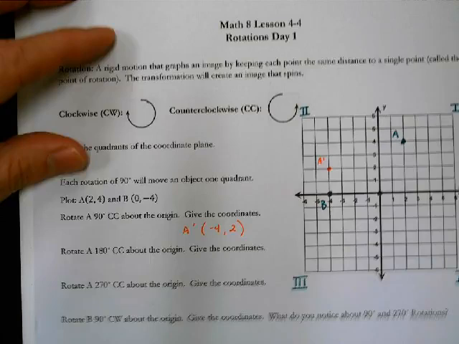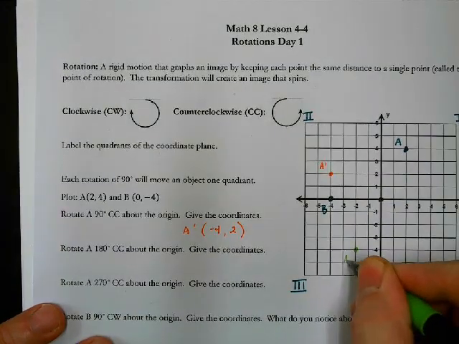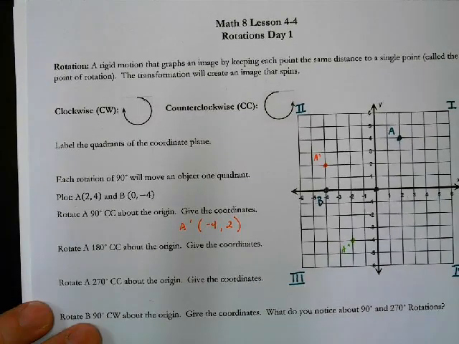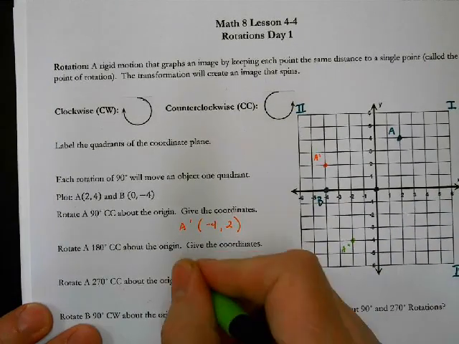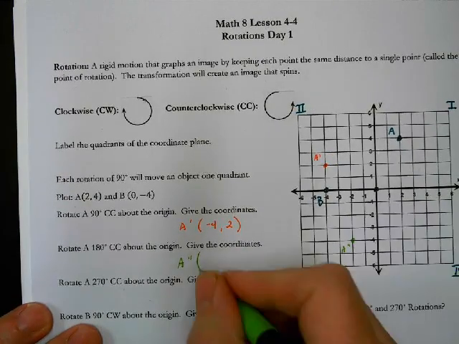All right, so we were at -2, -4. That's right here. There's my new A. A prime prime is what we'll call it, just for funsies. So that would be A prime prime. It's now at -2, -4.